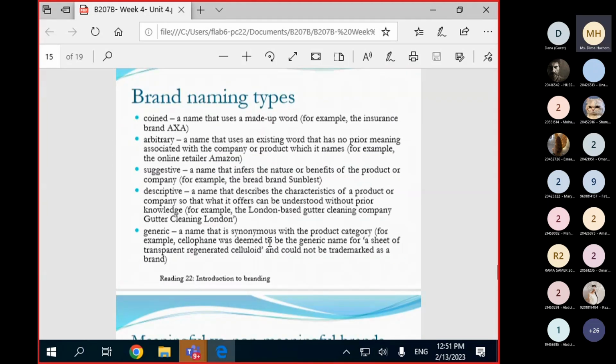Also, we have the brand naming types. It could be coined, okay? Coined means it's just a word that you made up. You just make up a certain word for your brand, like the word AXA, just like the word Yahoo. Does it mean anything? No, they just made it up, Yahoo. It could be arbitrary. An arbitrary name is a name that you just chose to name your brand with, like Amazon. Yes, Amazon does have a meaning, but it is an arbitrary name for the company.